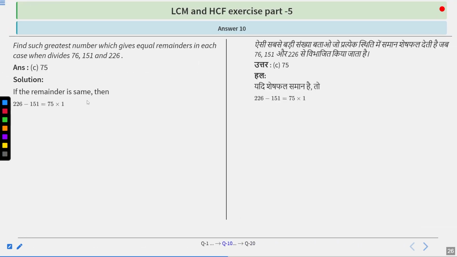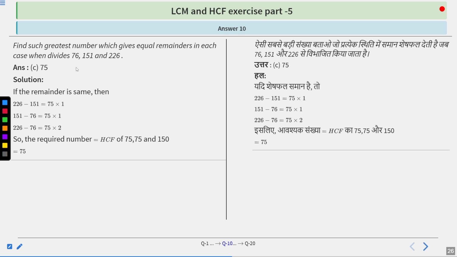So if the remainder is the same, then the difference of 151 and 226 is 75. The difference of 151 and 76 is 75. And the difference of 226 and 76 is 75 into 2, that is 150. So the required number should be the HCF of 75, 75 and 150. And the HCF, that is the highest number which can divide 75 and 150, is 75 only. That means the required number is 75. Option number C is the correct answer.